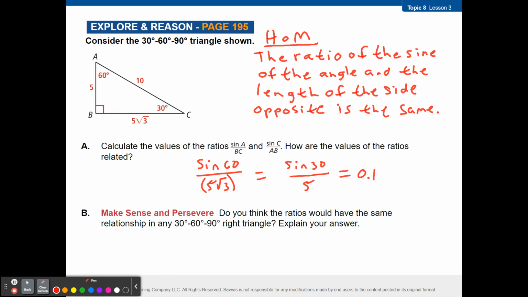Okay. All right. So here is the situation for letter B. It says, do you think the ratios would have the same relationship in any 30, 60, 90 triangle? That's a big yeppers. They will always be equal. And that's because those proportions end up being the same.